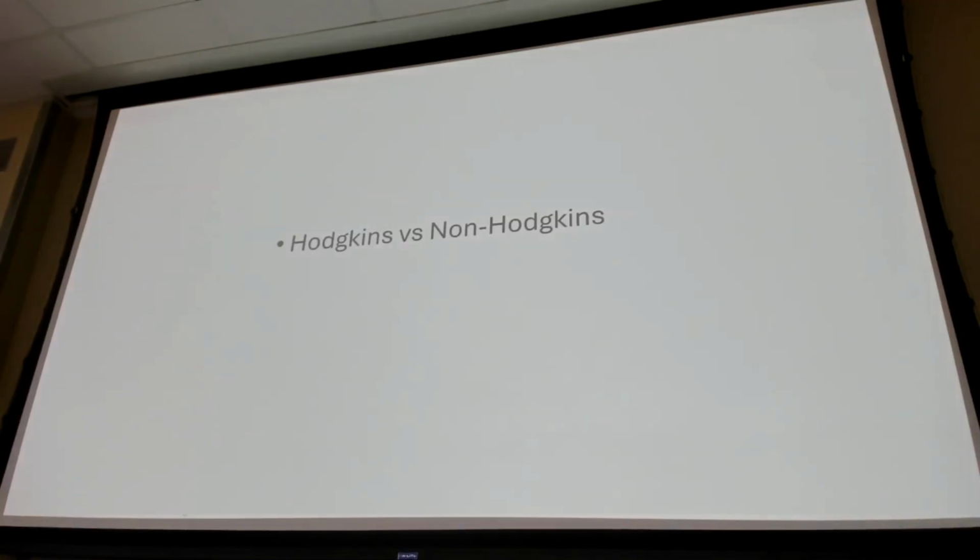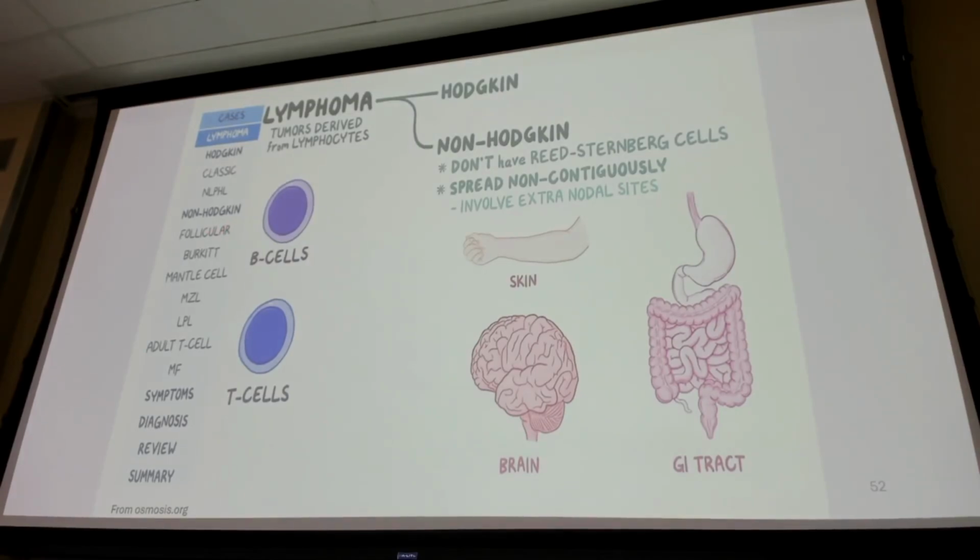Hodgkin's versus non-Hodgkin's. All right. So what are we dealing with here? B cells, T cells, non-Hodgkin's, right? Don't have Reed-Sternberg, spread non-contiguously and involve extranodal sites. Extranodal, you start to think about non-Hodgkin's. And it can be B cells or T cells, though the majority of the time, which one is it? B cells.